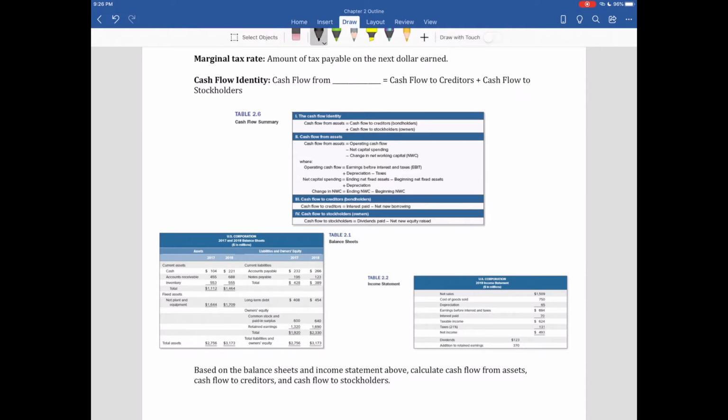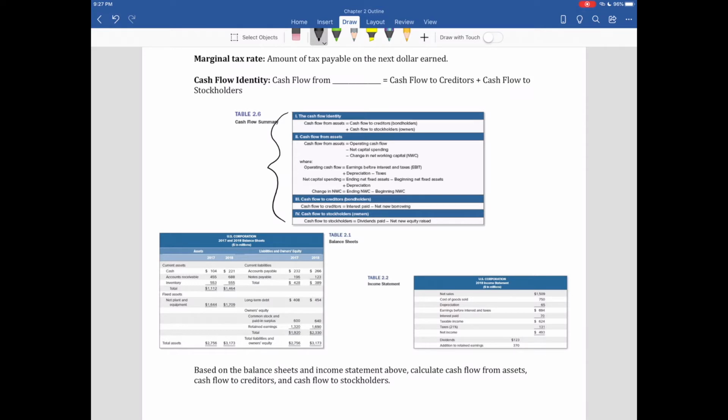So what we have first is table 2.6, which includes the different cash flow equations. And then the question asks, based on the balance sheet and the income statement above, calculate cash flow from assets, cash flow to creditors, and cash flow to stockholders. So what we are doing here is trying to identify over the period of 2018 what types of cash flows came into the company and then where did those cash flows go.